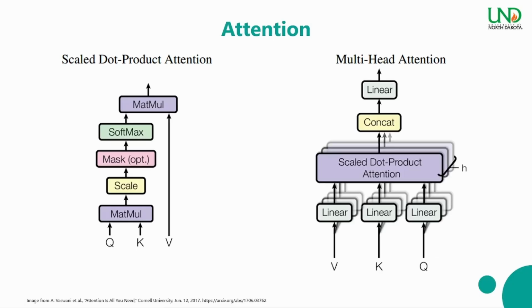Step 3, mask. Sometimes the computer ignores certain parts, like future words in a sentence, by adding a mask. This step isn't always used, but it helps focus on the right stuff. Step 4, softmax. The computer turns the scaled numbers into scores that add up to 1. Like giving a percentage of importance to each part, this is the attention part, deciding what to focus on.